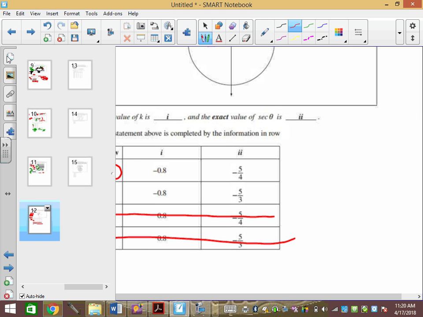What do you think the 5 over 3 is for? If you picked y instead of x. Okay.